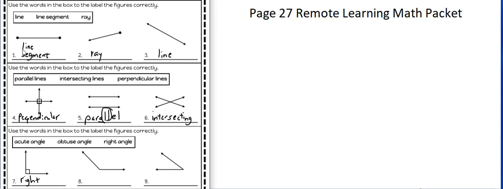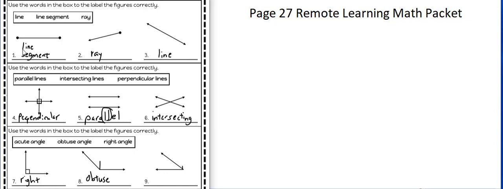Now, these other 2, acute and obtuse, they kind of are compared to 90-degree angles. This one, like if it was a 90-degree angle, it would be about there, but it is greater than 90 degrees. So it is obtuse. So an obtuse angle is an angle greater than 90 degrees.